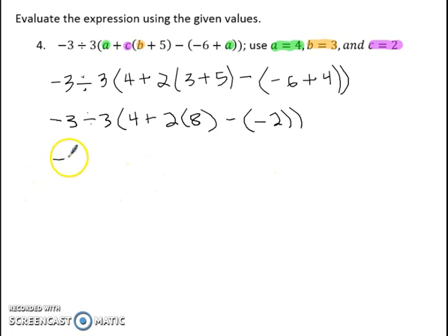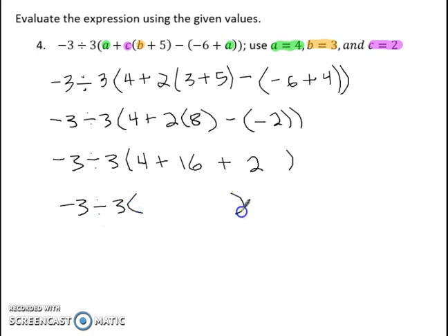So from here, I'm going to continue to work in the parentheses here. And first thing I'll do is multiply within the parentheses. Multiplication comes before the addition or subtraction, I see. And then I see a negative in front of a negative here. Minus times minus is plus. And then we will continue to work inside the parentheses. I have a 4 plus 16 plus 2, which is 22.